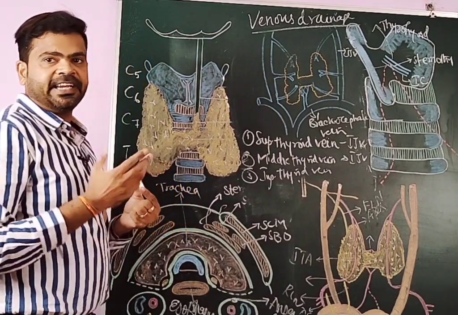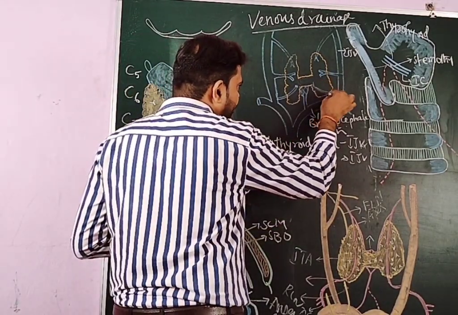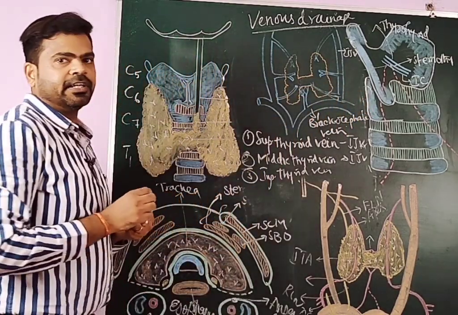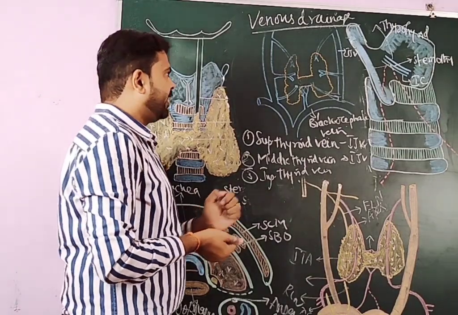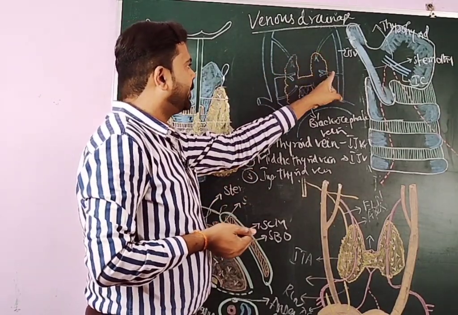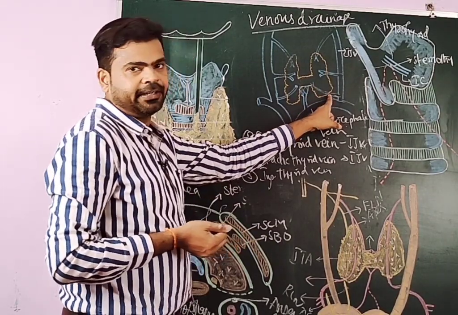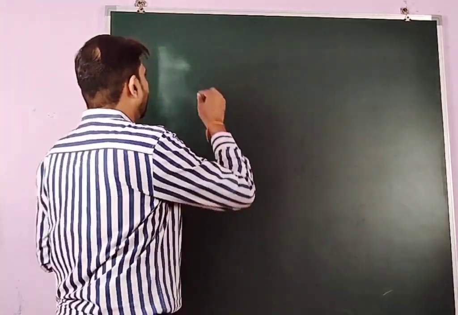Sometimes a fourth vein is present, called the Kocher vein, which drains the lower pole of the thyroid gland into the internal jugular vein. So this is about the venous drainage. We have a superior thyroid vein, middle thyroid vein, inferior thyroid vein, and this fourth vein, the Kocher vein. Next we will see the clinical anatomy of the thyroid gland.